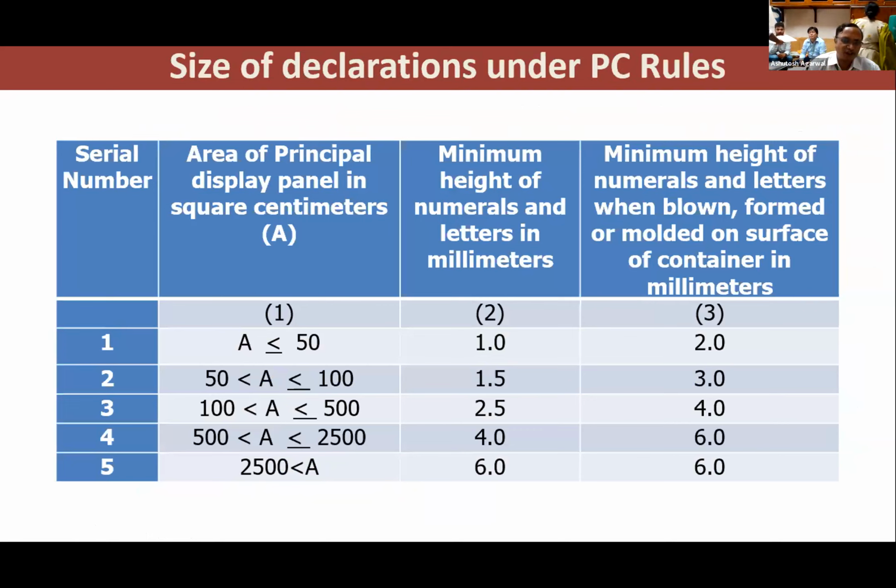This is the size of the declarations. If we talk about the principal display panel, that is, the total surface area of the package is less than 50 square centimeter, then the height of the numeral letter should be at least 1 millimeter. If it is printed, and if it is molded or blown or formed, it is required to be 2 mm. If the sizes are from 50 to 100, this is the way the rules specify what the size of declaration on a prepackaged commodity will be. If the size is small, the letters are small, but when the size is big, it can be seen from a far-off distance, and that's why all these declarations are required.